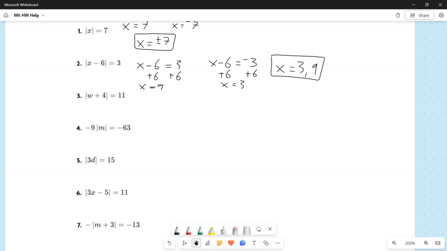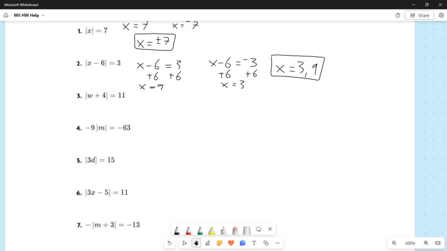I'm not going to be checking all of these answers today, but just to be clear, if you were to take a 3 or a 9 and plug them back into the original equation, you will get a true statement. That is a good strategy for solving literally any type of equation, not just absolute value. You can always take your answer, plug it in, and double check that it is right. In the interest of time, I'm not going to be doing that today.